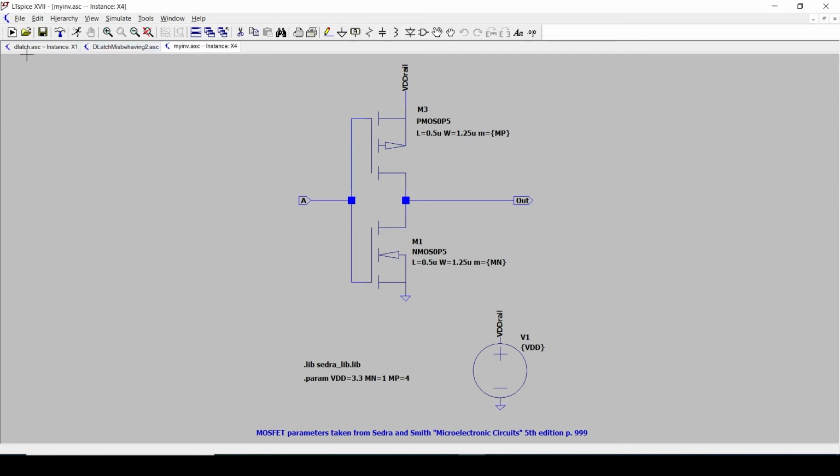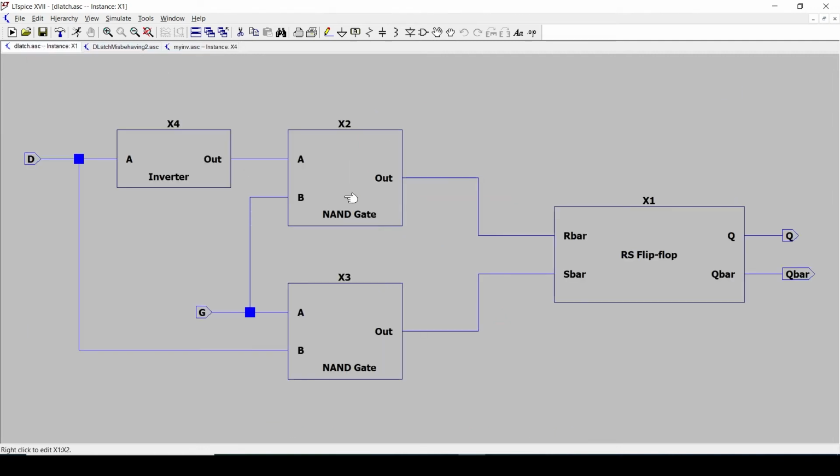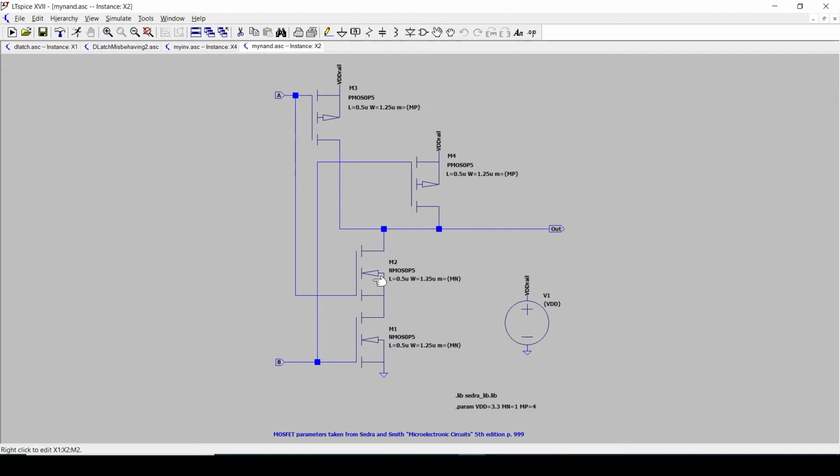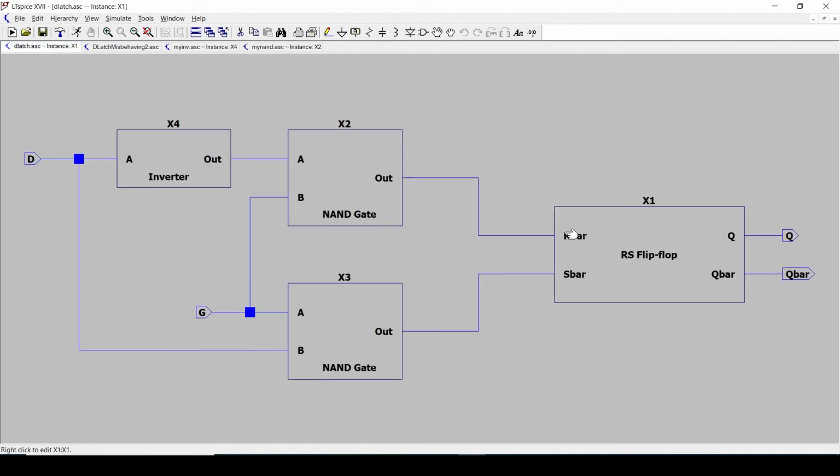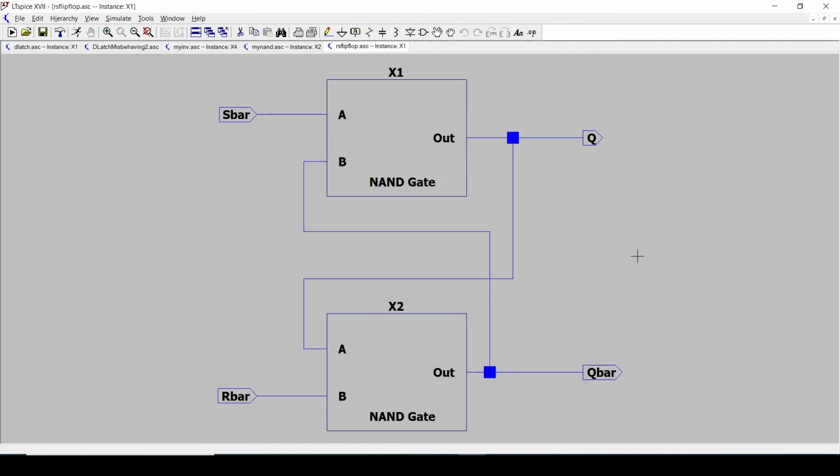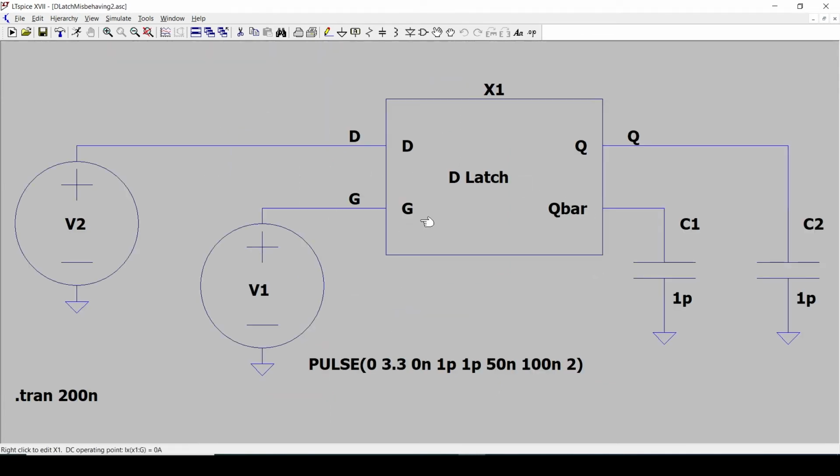If we go back to the D latch, the NAND gates are again made out of, this time, 4 FETs in the usual way, and the RS latch is made up using, this time, 2 NAND gates, and we saw the NAND gate from before. Each NAND gate is made from 4 FETs. Going back to our circuit, we wish to simulate it.